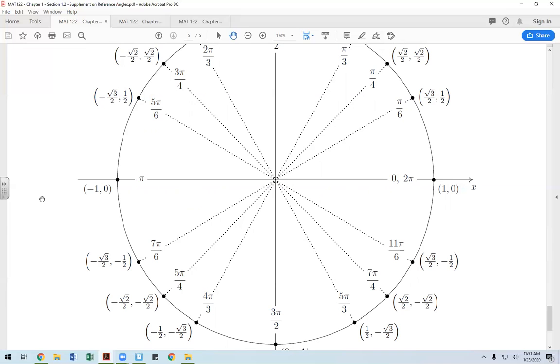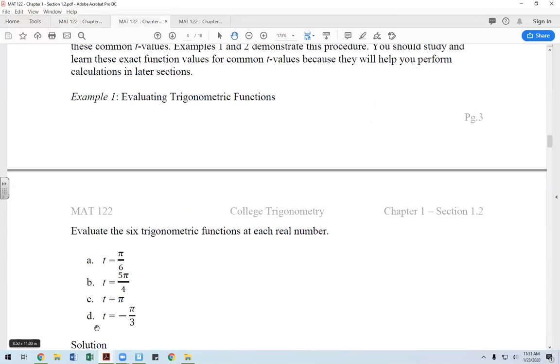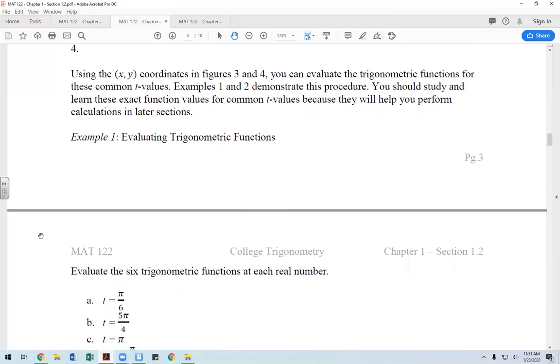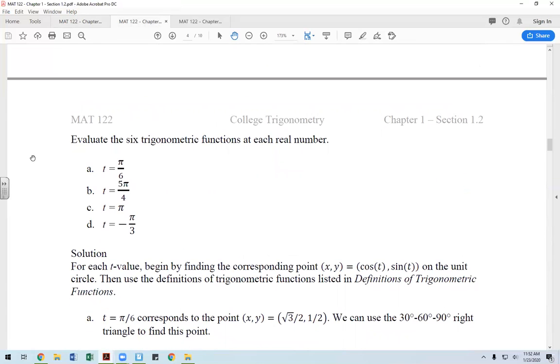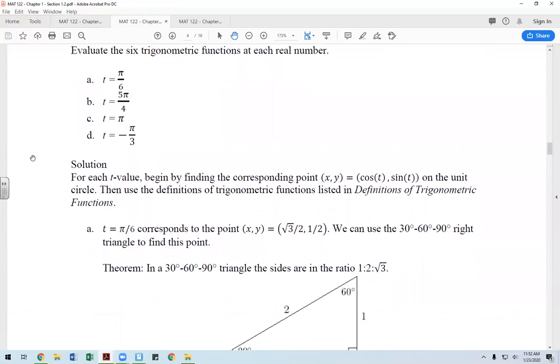All right, so let's go back to our handout and see how we can use these ideas of reference angles and right triangle trigonometry to help us come up with these values. So we are asking basically to figure out what the 6 trigonometric functions will be for each of these real numbers. So we're starting out with pi over 6.